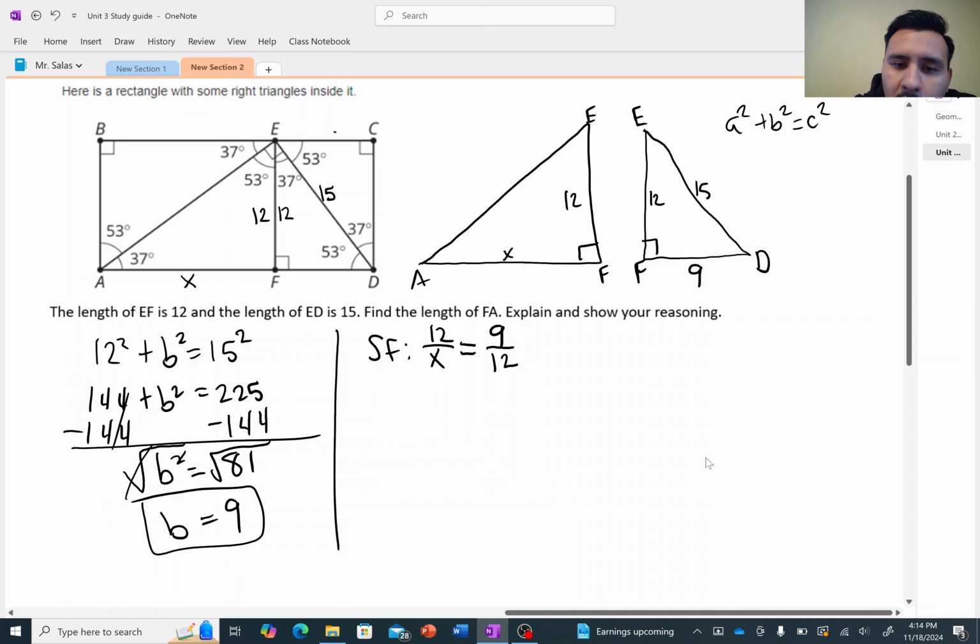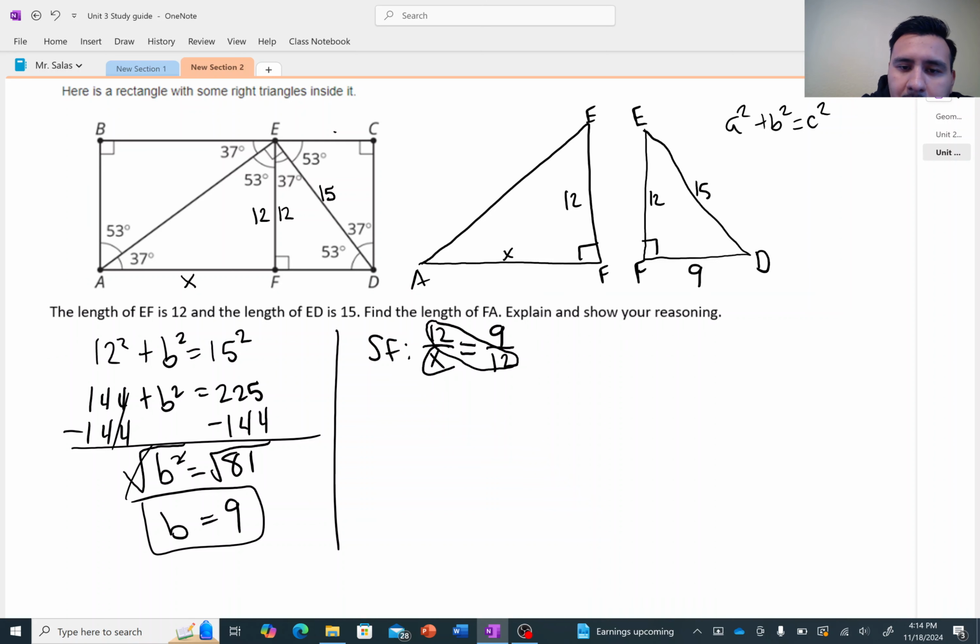So now I'm going to cross multiply. Some of you may know this as the butterfly method, the little butterfly. And then you can draw the little antennas here, little antennas there. There's a little butterfly. So I'm going to do 12 times 12 is equal to 9 times x. That gives me 144 is equal to 9x.